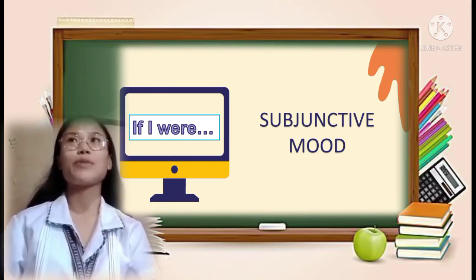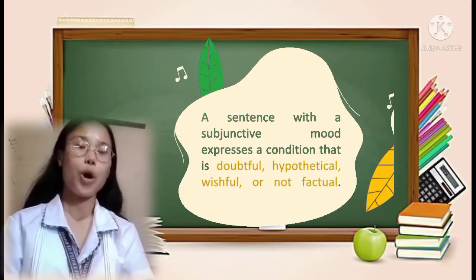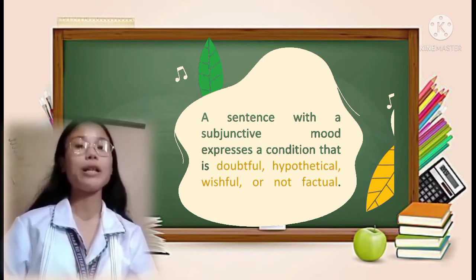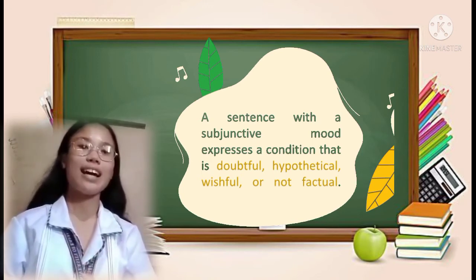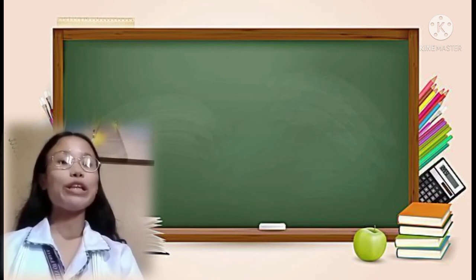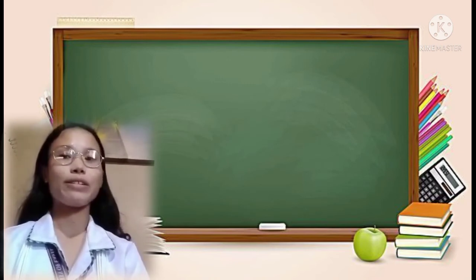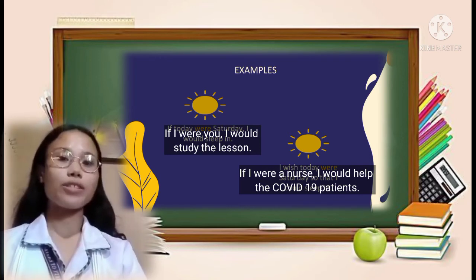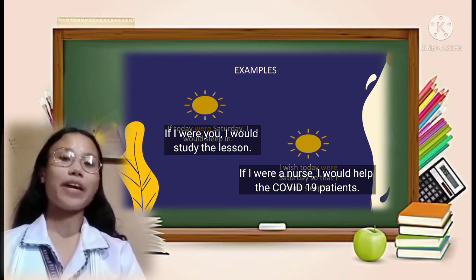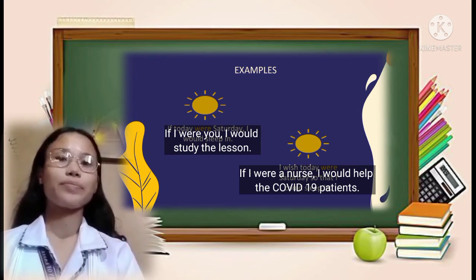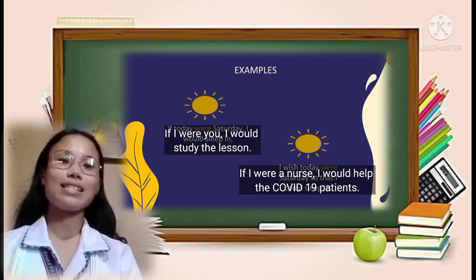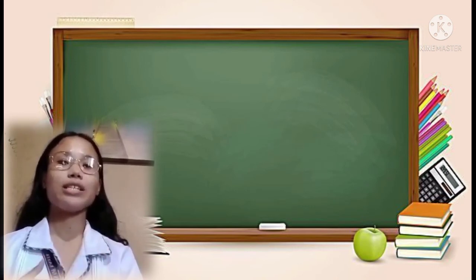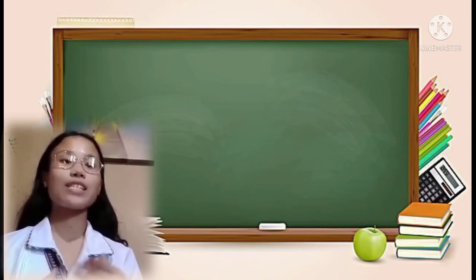The subjunctive mood can express wishes, doubt, or contradictions, or let's say it expresses a condition that is doubtful, hypothetical, wishful, or not factual. If we will use the subjunctive mood in a sentence, we will say, if I were you, I would study the lesson, or if I were a nurse, I would help the COVID-19 patients. In these two examples, you are being wishful, and that is the subjunctive mood. The key terms to the conditional mood and subjunctive mood are hypothetical and wishful, respectively.